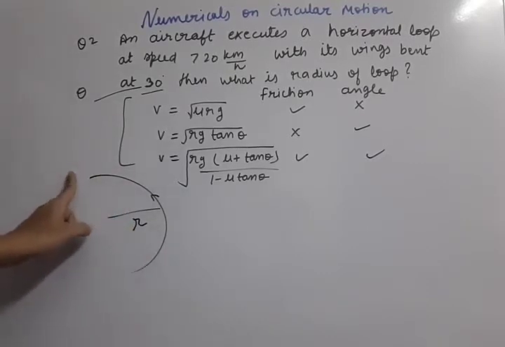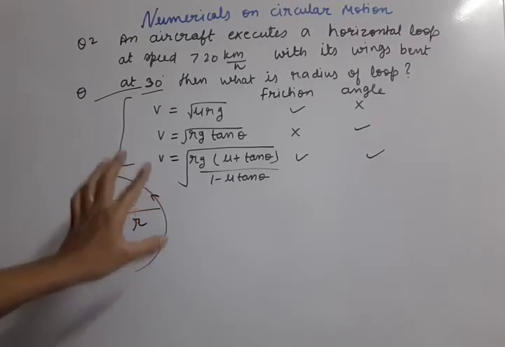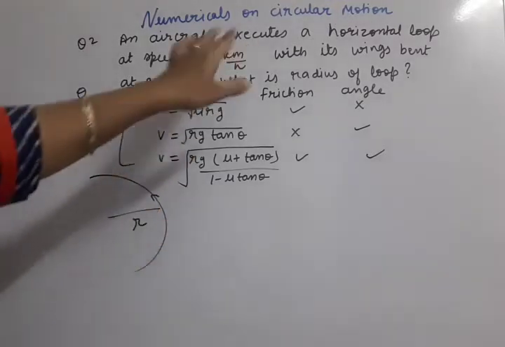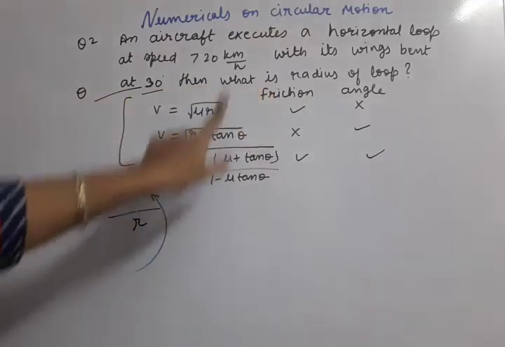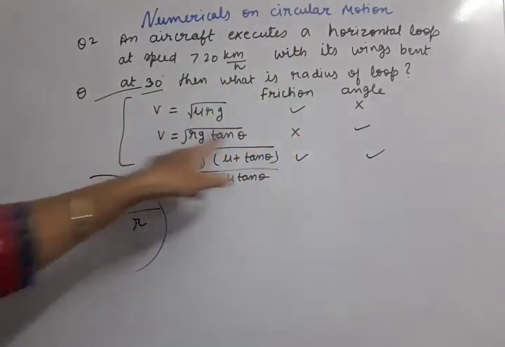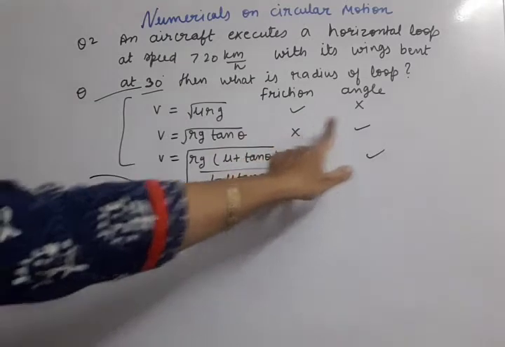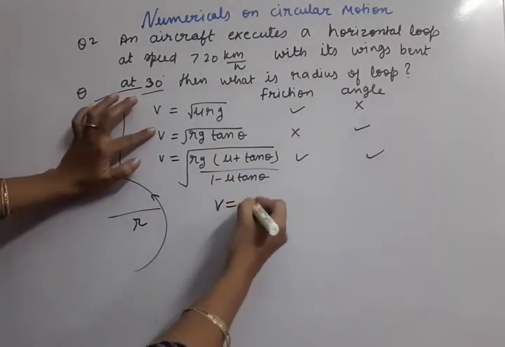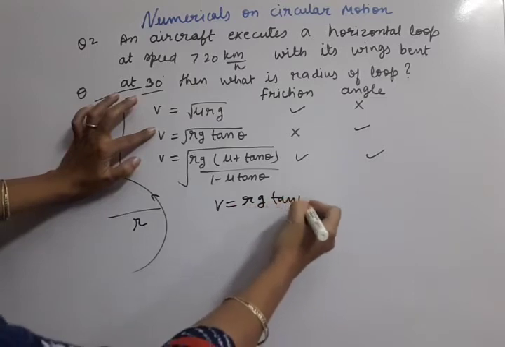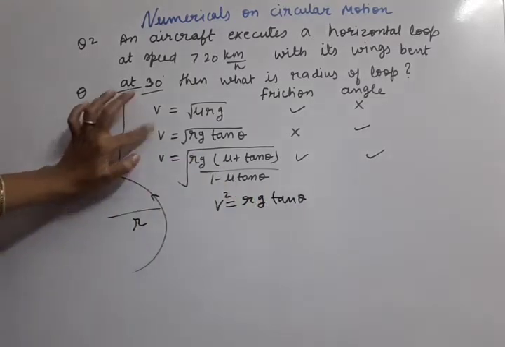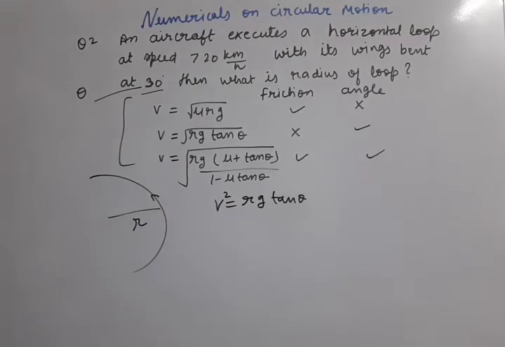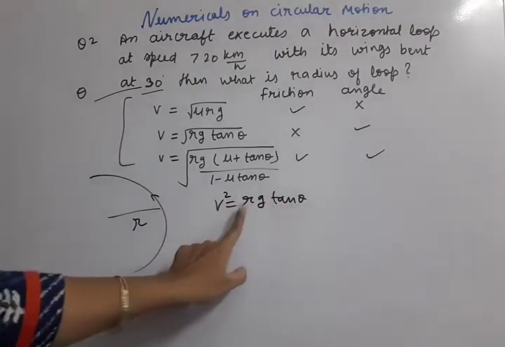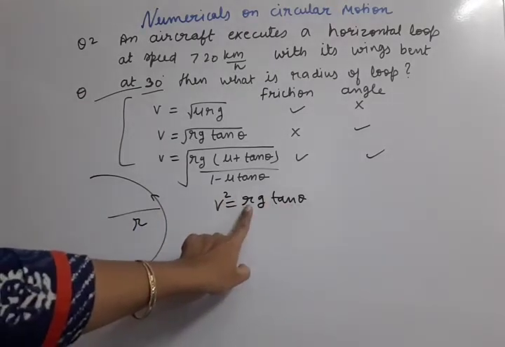Now in this case we are solving, because the aircraft is executing a loop, a circle in the air, friction is negligible and no information about friction is given, so only the angle is present. That means we apply the formula in which friction is not present and the angle is present. So we start with v = root of r g tan theta, meaning v square, so that the root is removed. Using this formula, we have to solve for the radius.